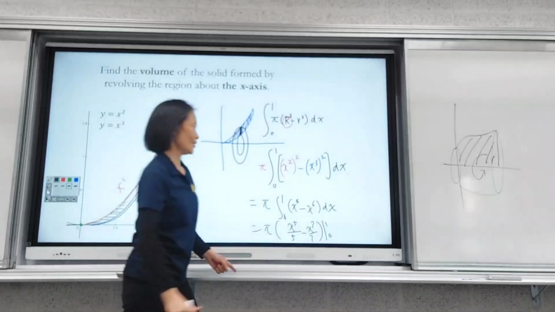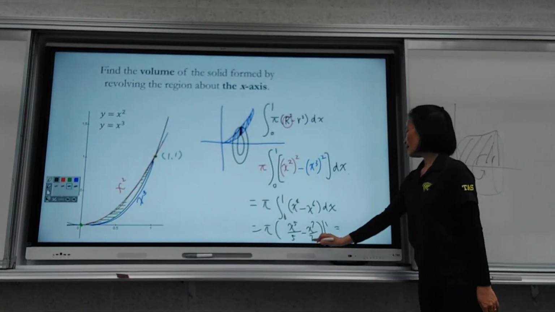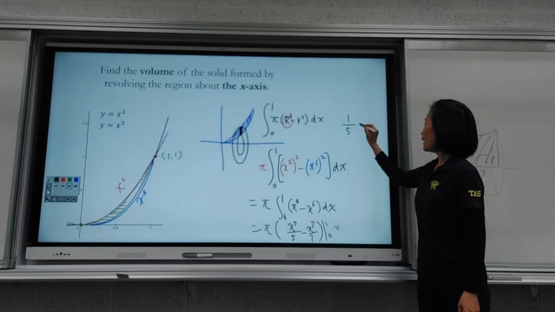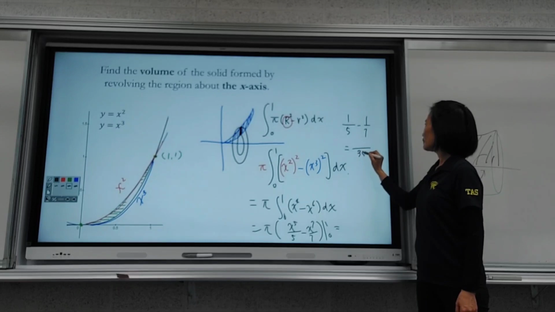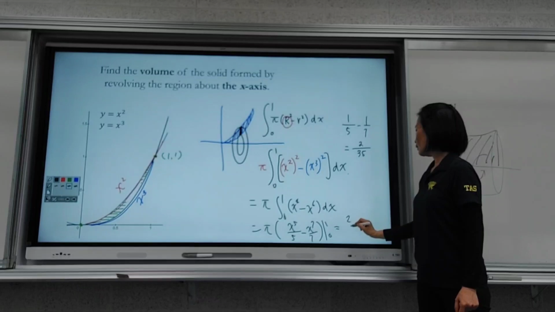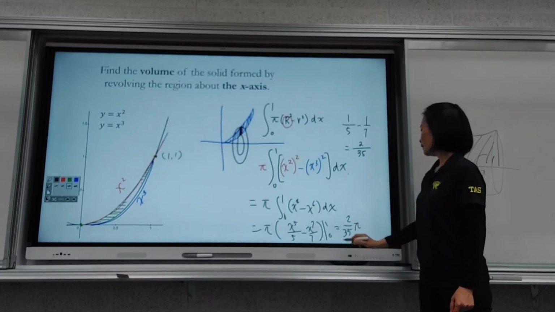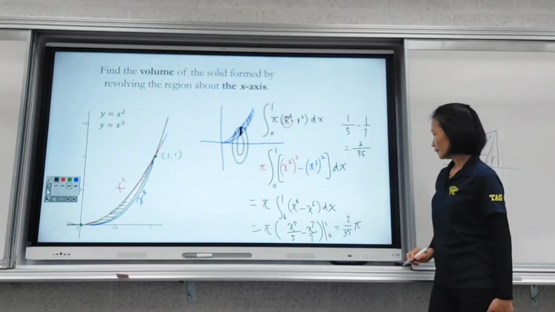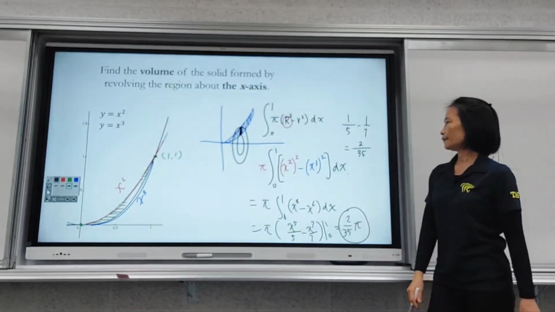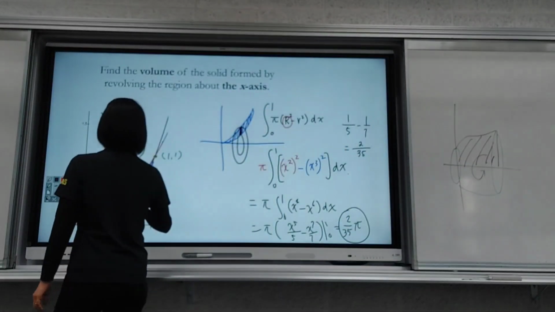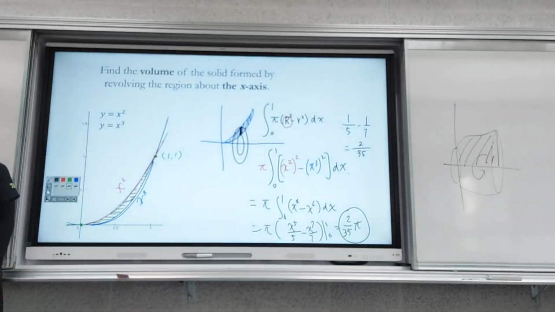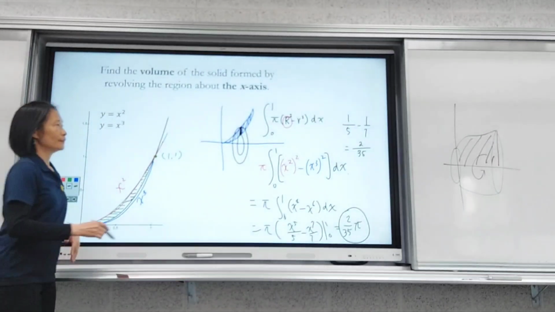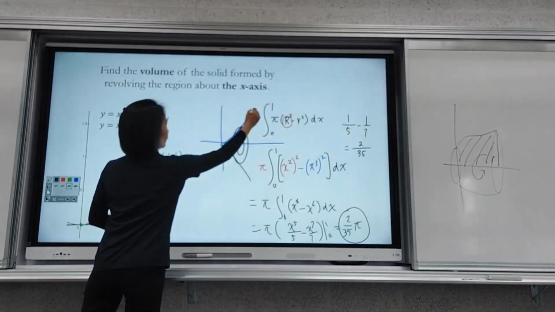Since we're already here, let's just finish this up. So that's 1 over 5 minus 1 over 7. Okay, so it's 2 over 35 pi, minus 0, right? Cool. And it should be units cubed because you are getting a whole solid here.